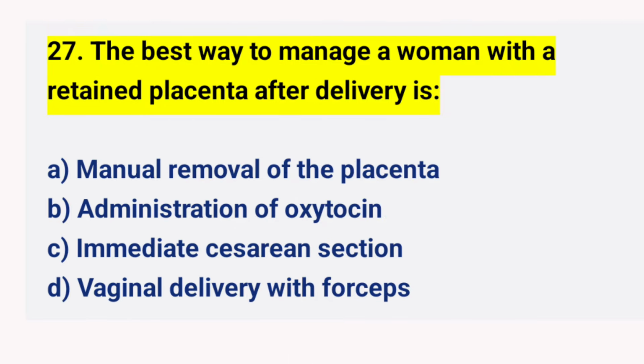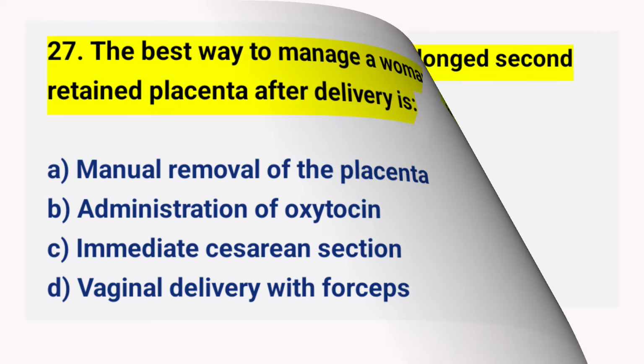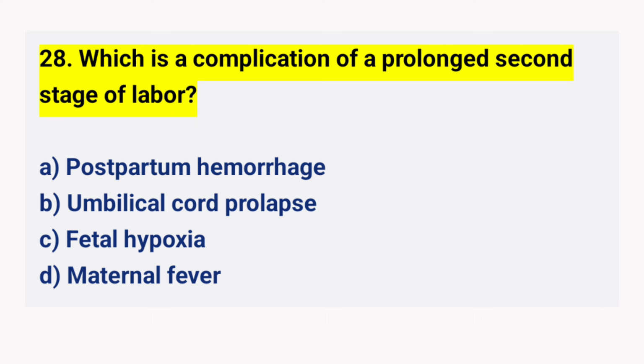Question number 27. The best way to manage a woman with a retained placenta after delivery is. The right answer is option A, manual removal of the placenta. Question number 28. Which is a complication of a prolonged second stage of labor? The right answer is option C, fetal hypoxia.